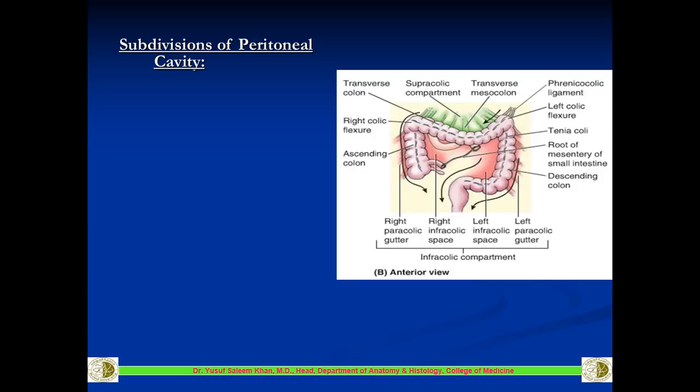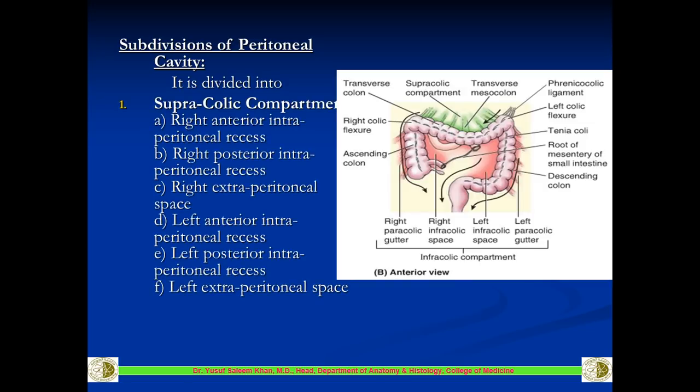So the peritoneal cavity is divided into actually three parts. One is called the supracolic compartment and the infracolic compartment. Very important. This is the transverse colon. Whatever area is above the transverse colon as well as the transverse mesocolon, that will be called the supracolic compartment. Whatever is below this is called the infracolic compartment.